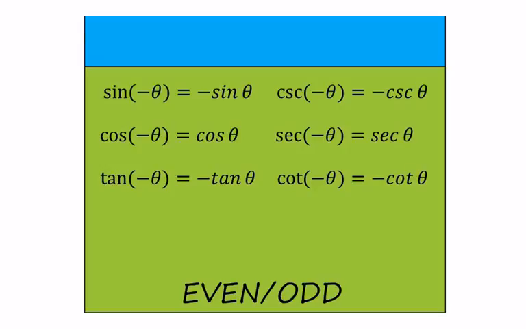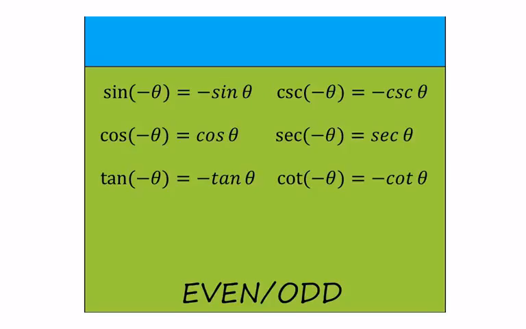The last identities are the even-odd identities, and these are for angles that are positive and negative and how they relate to their trig values. The first one, for example, says that sine of negative theta is equal to the negative sine of theta. What that's talking about is if I found the sine of 30 degrees and the sine of negative 30 degrees, those answers are actually going to be opposite.